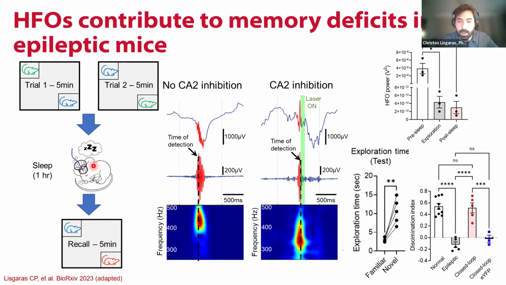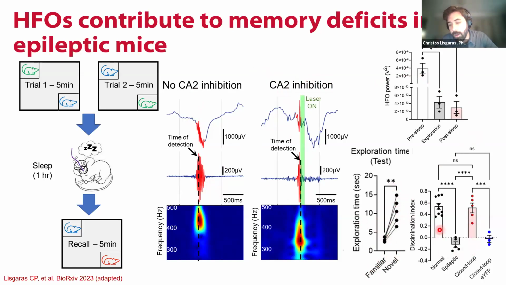So to test this hypothesis, we inhibited HFOs during sleep. Here is an HFO that was not inhibited, and here is an HFO that was stopped by CA2 inhibition. We reduced the power of HFOs during sleep, and that was sufficient to increase the time that the mice were spending exploring the novel mouse. This is epileptic mice that were impaired.